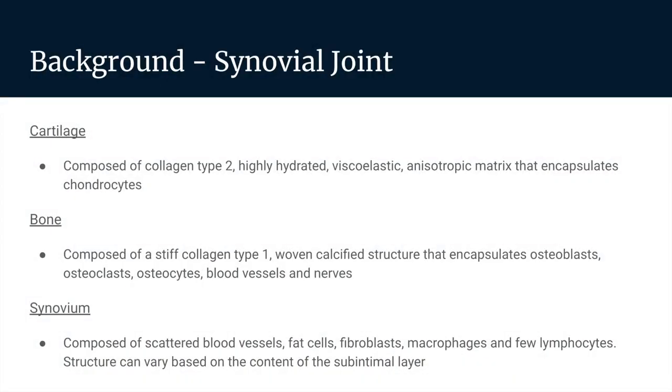The synovial joint is composed of cartilage, bone, and synovium. Each has its own unique composition. Cartilage is composed of collagen type 2. It is highly hydrated, viscoelastic, and has an isotropic matrix which encapsulates chondrocytes. Bone is composed of stiff collagen type 1, and it's a woven calcified structure that encapsulates osteoblasts, osteoclasts, blood vessels, and nerves. The synovium is composed of scattered blood vessels, fat cells, fibroblasts, macrophages, and few lymphocytes. The structure of synovium can vary based on the subintimal layer.